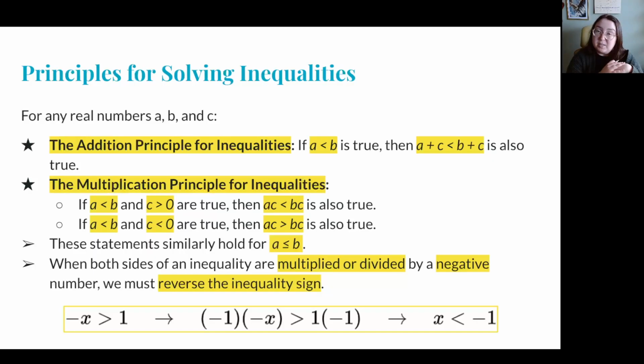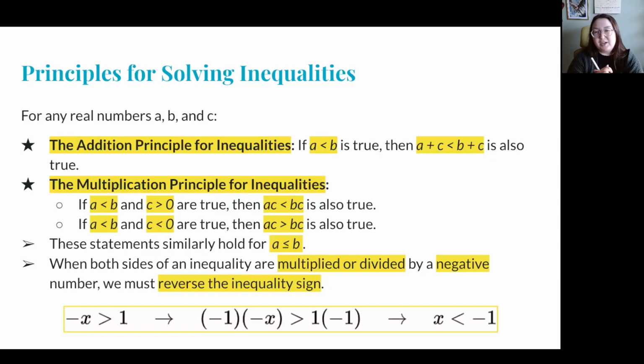So, for any real numbers a, b, and c, the addition principle for inequalities states that if a is less than b is true, then a plus c is less than b plus c is also true. So basically it's saying that you can add a number to both sides of your inequality and it would still be true. Your inequality still works. Now, this is called the addition principle for inequalities. This also works for subtraction. So you could also have a minus c less than b minus c, and that also works even though it's just called the addition principle. In theory, the addition principle works for adding negative numbers, which is subtraction. So that works both ways there.